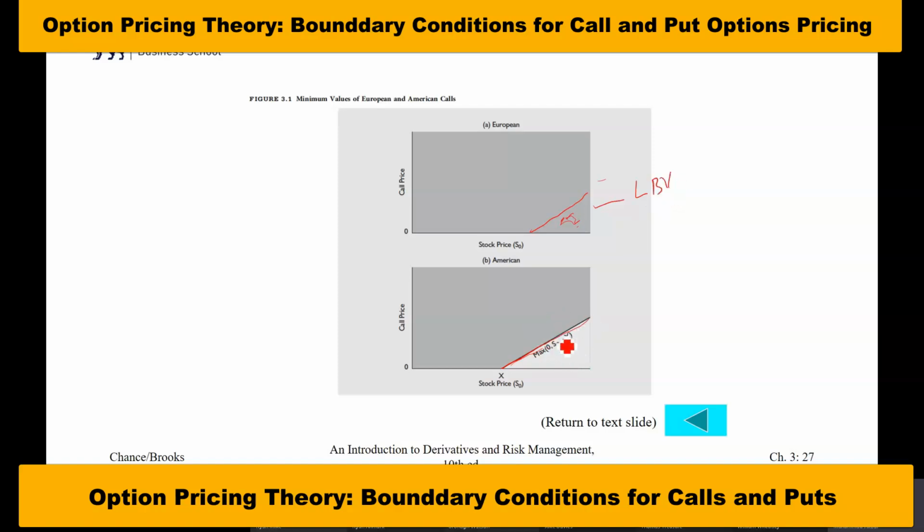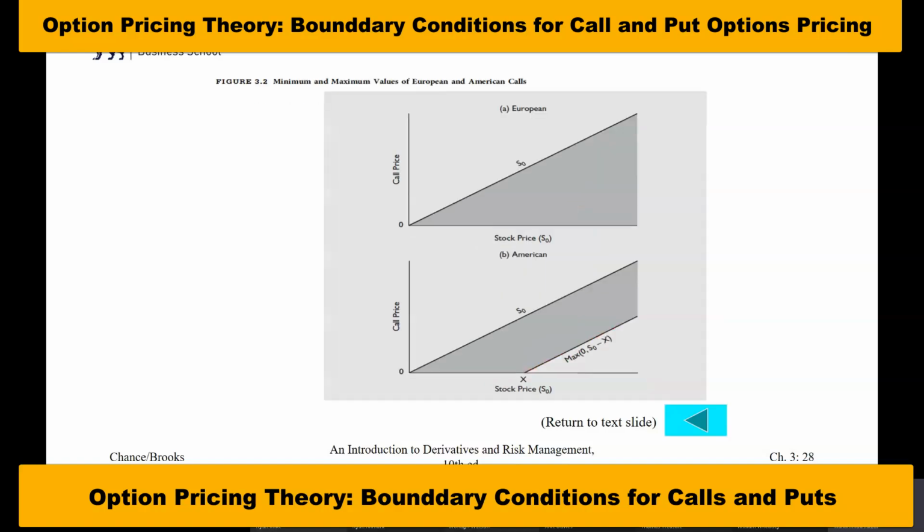Similarly, for the American call, we see that its price cannot go below this level. And if we combine this now with the maximum value of the call, we can see that for the European call, the price of the call can be anywhere here, because there is no intrinsic value concept. So as the stock price goes up, the price of the call will go up, and it can be anywhere here.